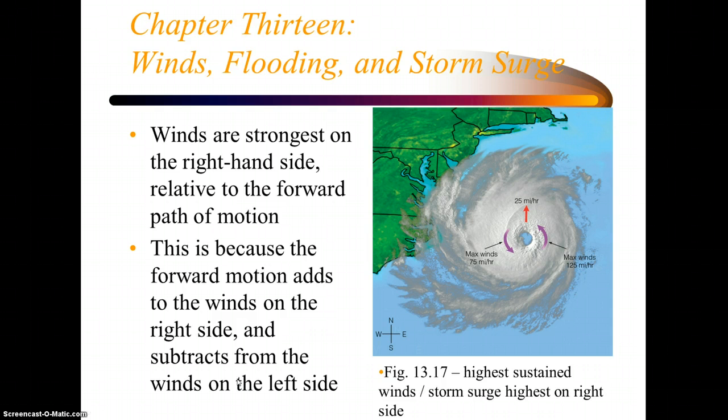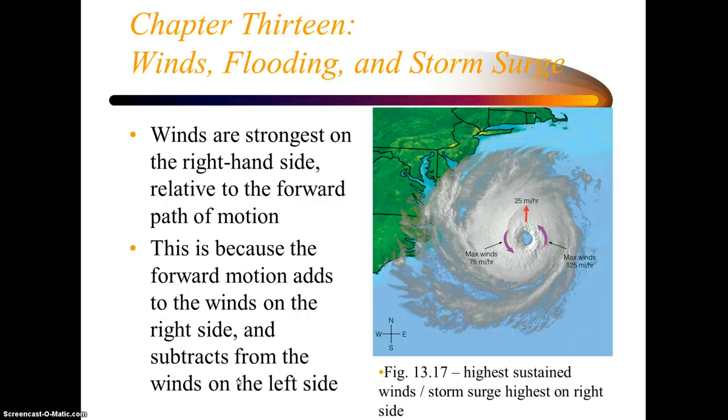Now let's talk about the kinds of damage you can get with a hurricane. Winds, flooding, and storm surge. Winds are always going to be strongest on the right-hand side of the hurricane relative to the forward path of motion. That's because the forward motion adds to the wind speeds on the right side and actually subtracts from the wind speeds on the left side of the hurricane.